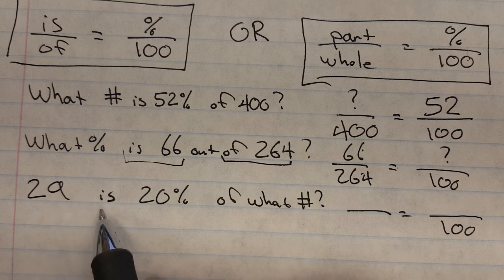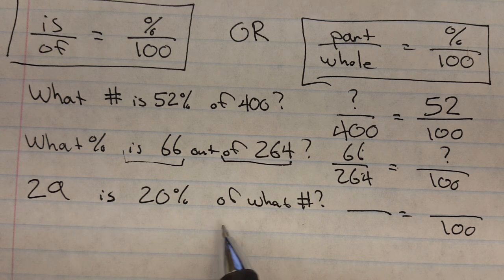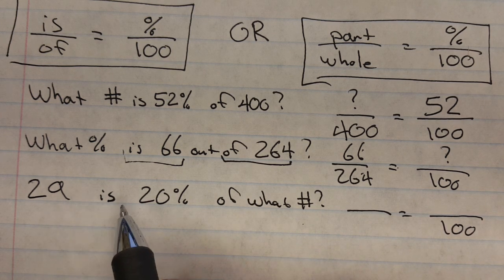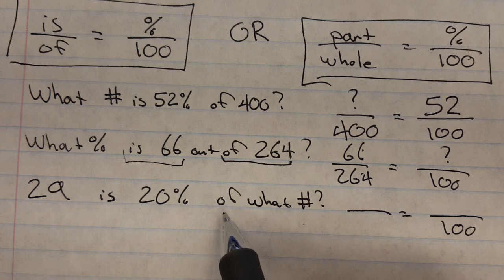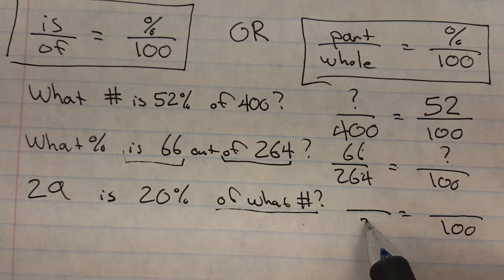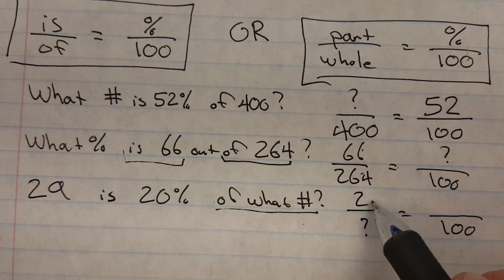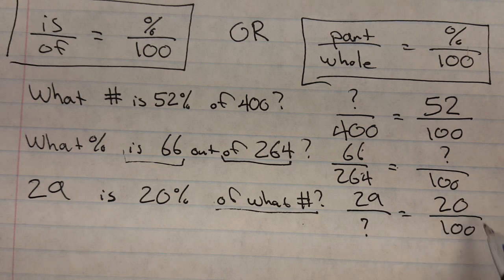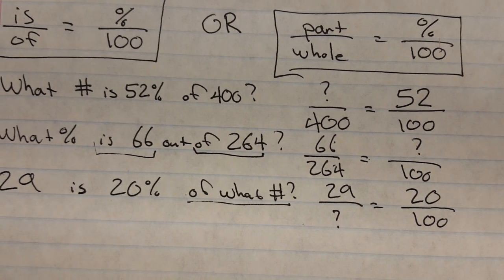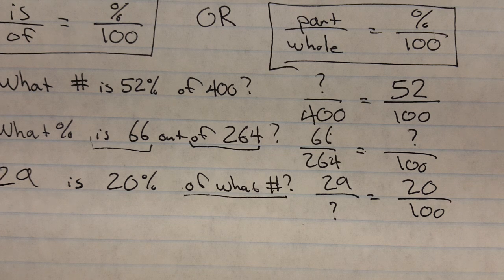Last one, it says 29 is, I think this is a different one from the notes, but you get the idea. 29 is 20% of what number? So we're missing the of right there. 29 is 20%. There you go. Cross multiply and divide. So let's go ahead and cross multiply all these out.